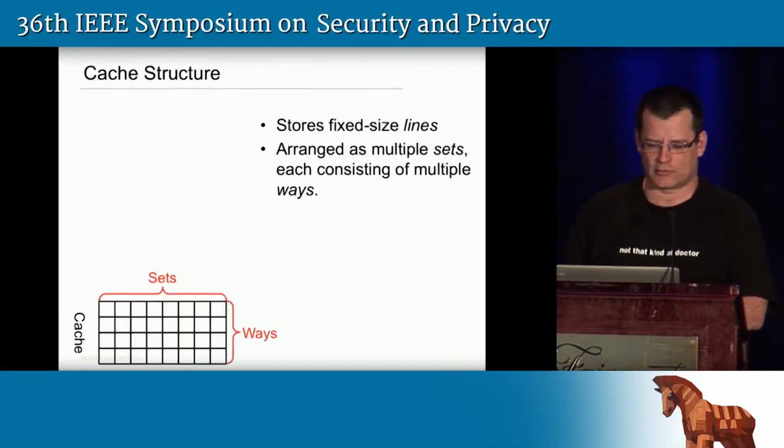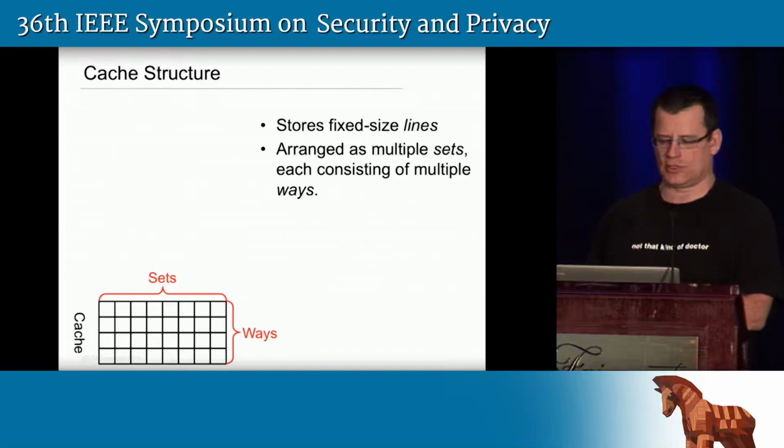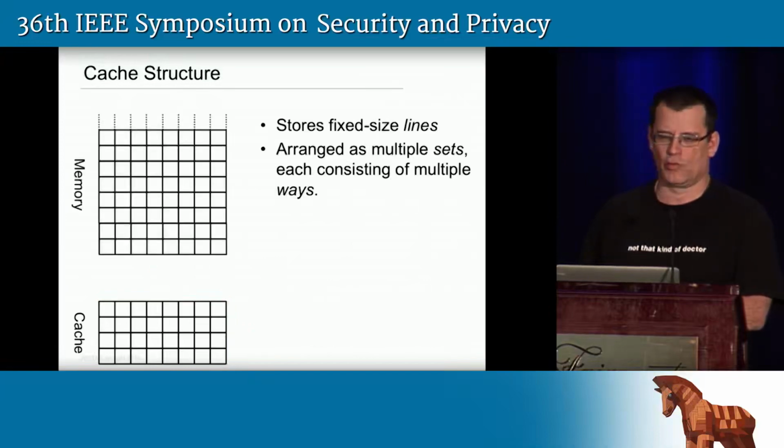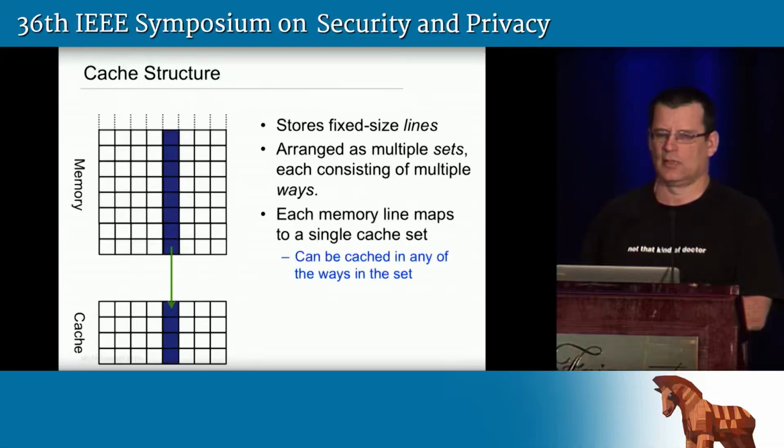So, a bit about cache structure. The hardware cache is a small bank of memory that stores units called lines, and is arranged in multiple sets. Each of them consists of multiple ways. The number of ways is fixed in each set. And we have the memory, and the memory maps into the cache so that each memory line goes to a cache set. Each memory line can go into any of the ways of this cache set, but we don't know to which way it will go, but it will go to one of the ways in this specific cache set.